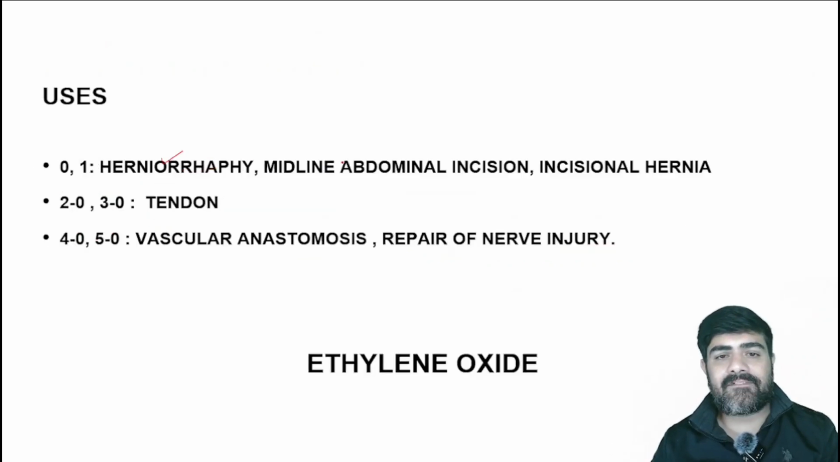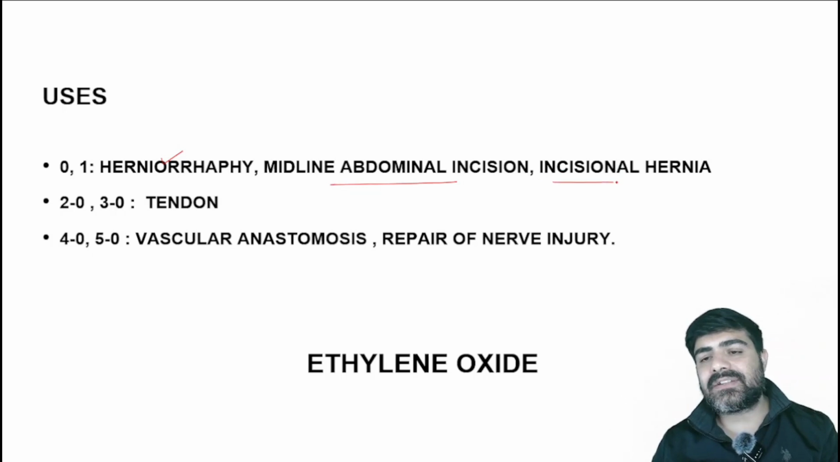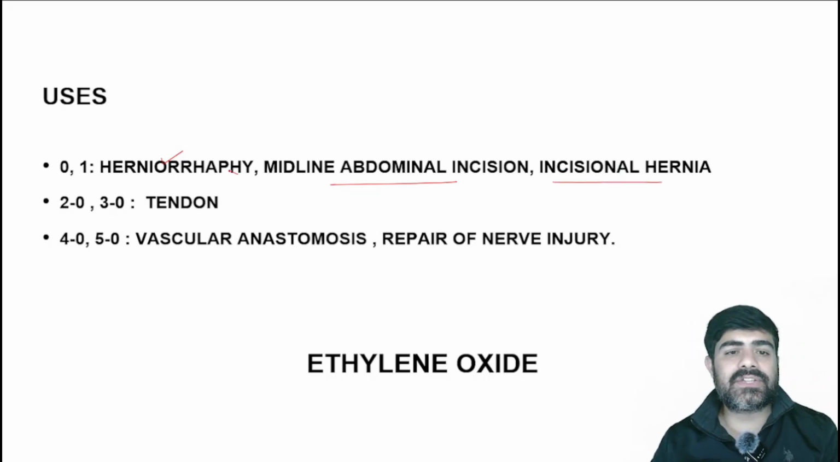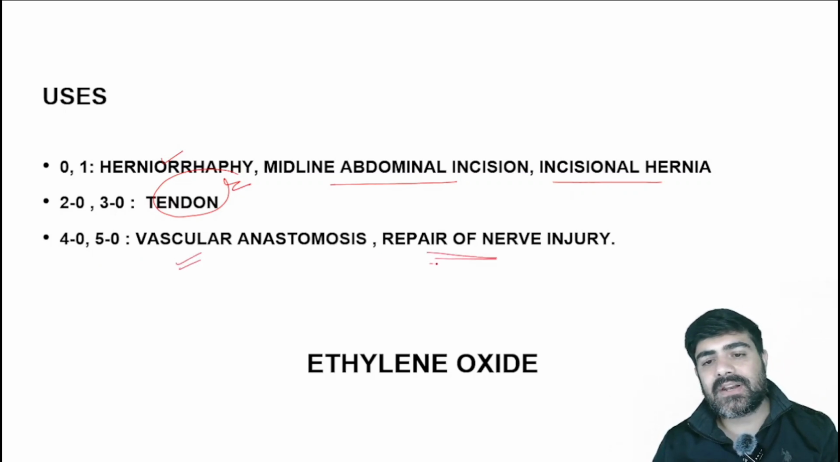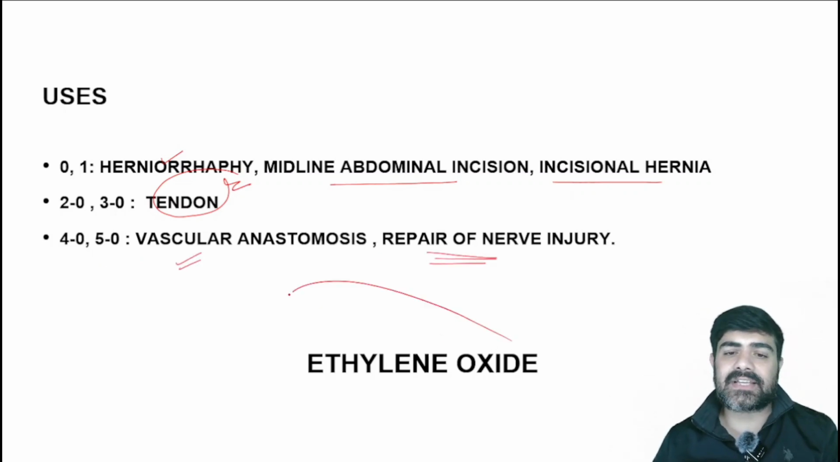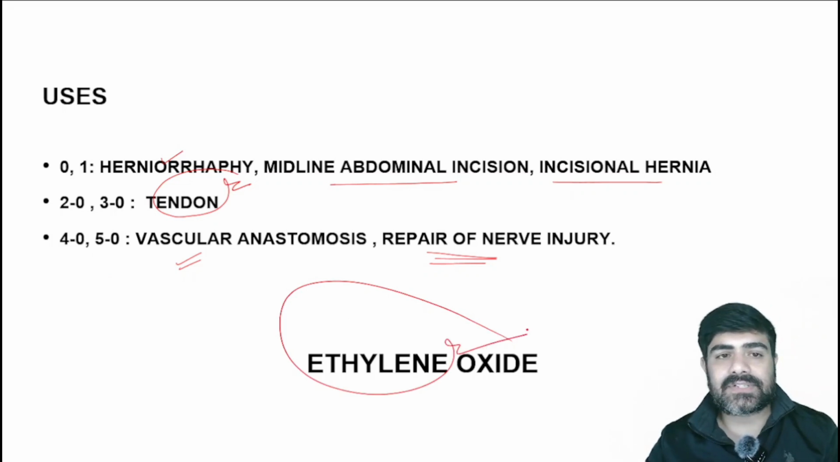It is used in herniorrhaphy. It is used for midline abdominal incision closure, and it is used for incisional hernia. Then 2-0 and 3-0 are used for tendon repair, and 4-0, the final one, is used for vascular anastomosis and for repair of nerve injury. Fine, repair of nerve injury. And then it is sterilized with ethylene oxide again.